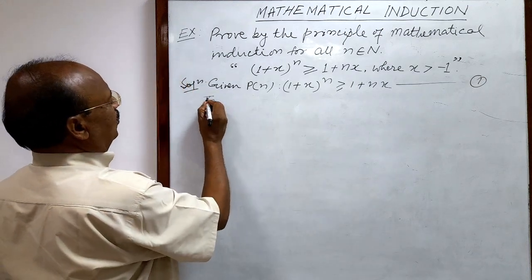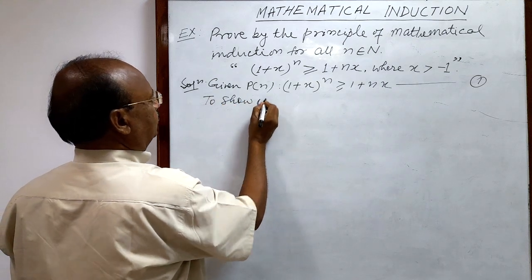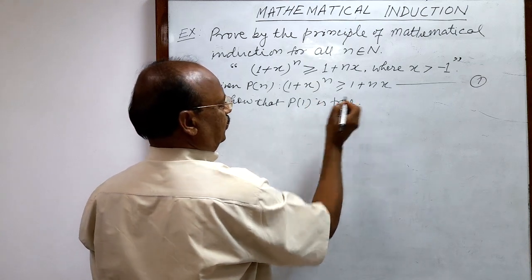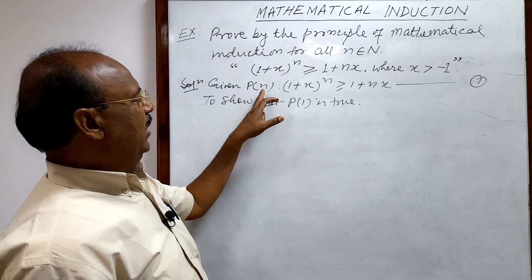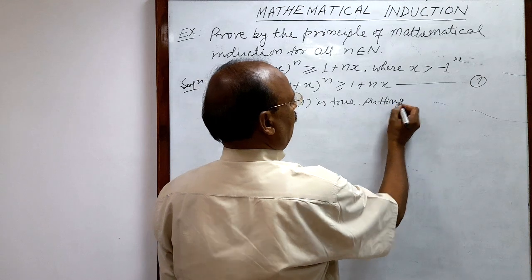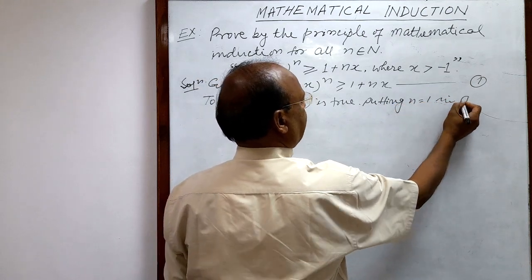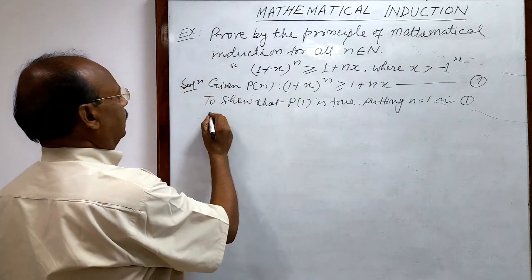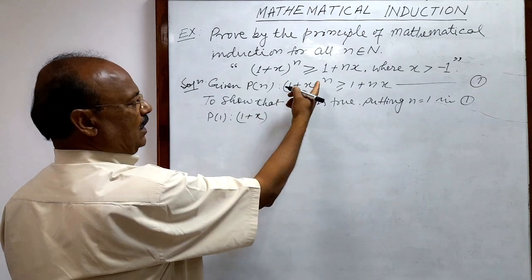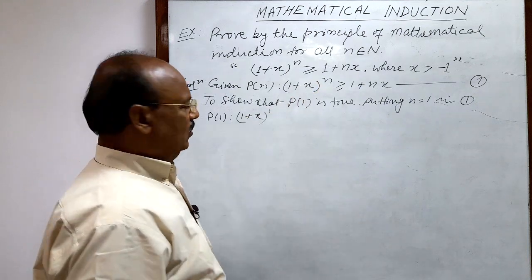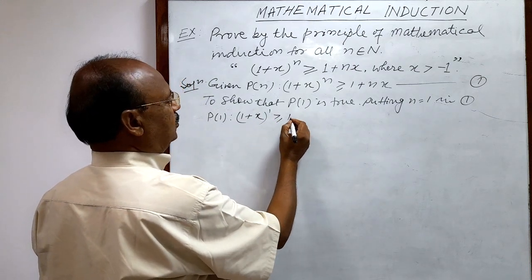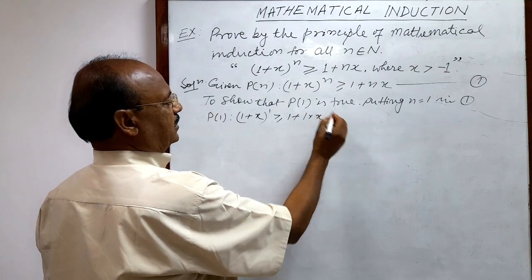First step, we have to show that P1 is true. And you know how we will get P1? By putting n equal to 1 in relation number 1, we will get P1. P1 will be 1 plus x whole to the power 1, that is 1 plus x is greater than or equal to 1 plus 1 into x.